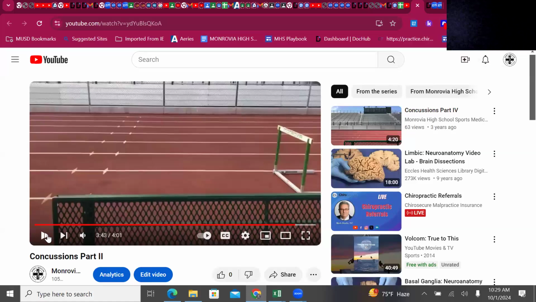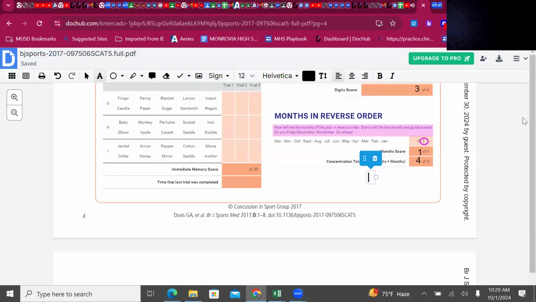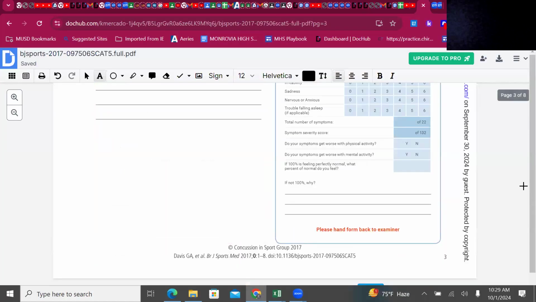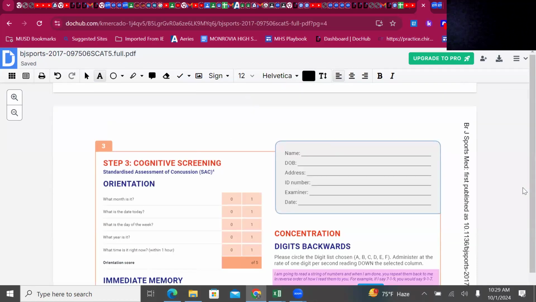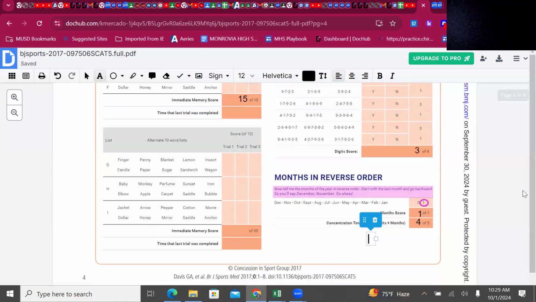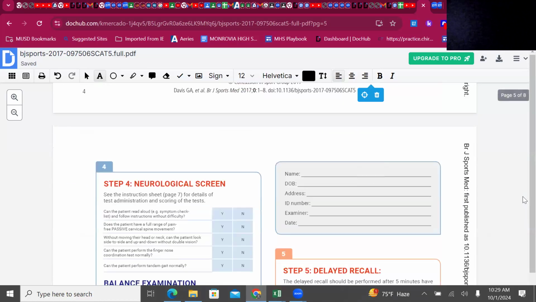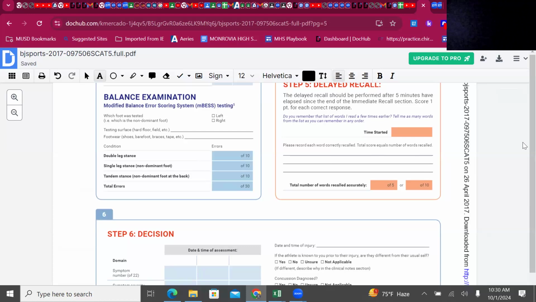Last test. Okay. Do you remember that list of words I read a few times earlier? Yes, I do. Tell me as many. So let me go to that real quick. The last one is step 5, delayed recall.